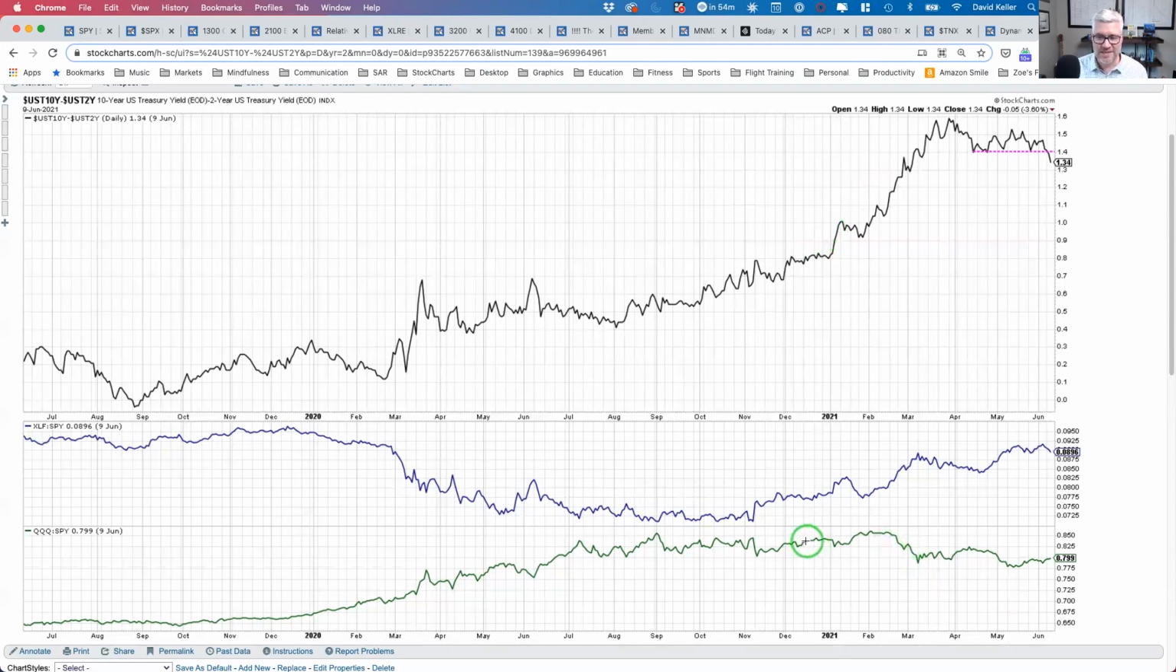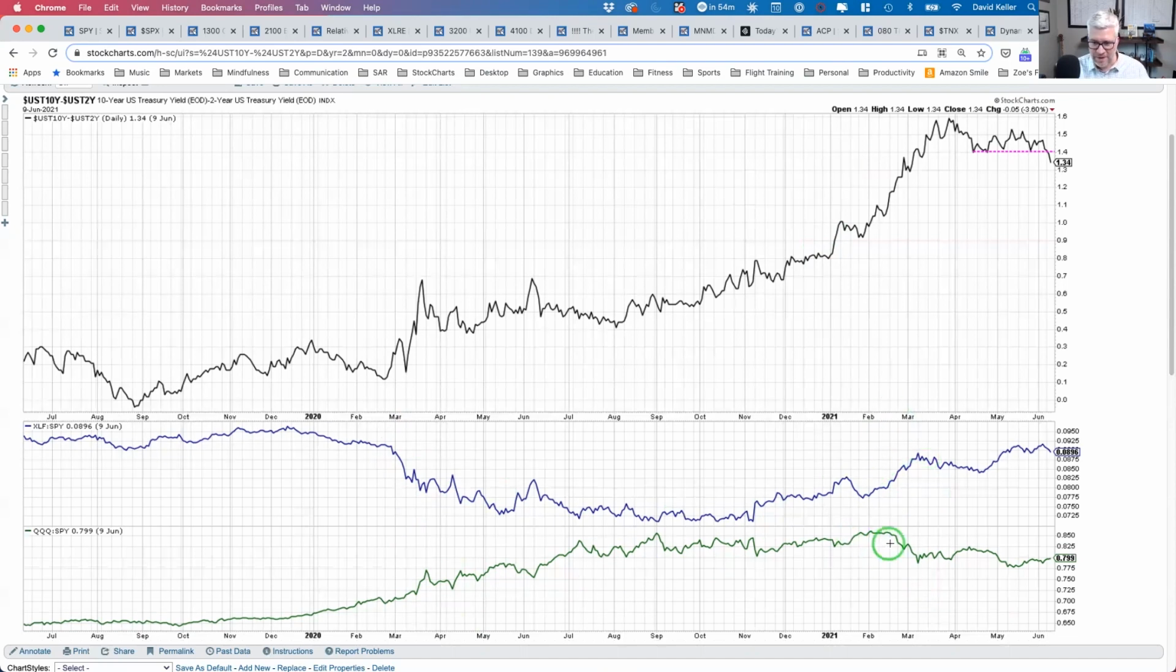Below there, we can see the relative performance of the Qs as a proxy for growth stocks, right? And if you look at these two relative performance lines, you can see that they're basically the inverse of one another, right? So when financials are underperforming, the Qs tend to be outperforming. When the Qs are underperforming, you can see financials tend to be outperforming. And for example, the first quarter of this year is a perfect example.